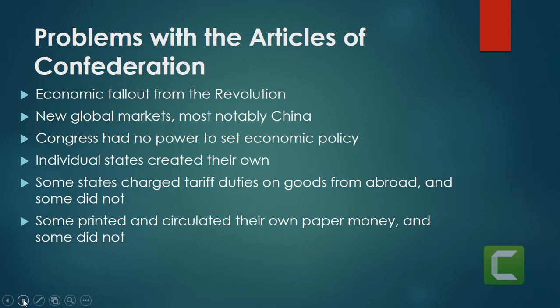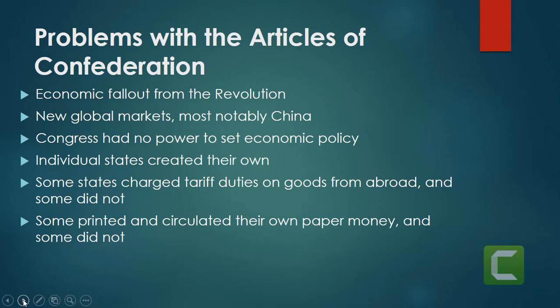Some states printed and circulated their own paper money, so they had their own currency in addition to the national currency. Other states didn't do that. So at a time when the United States really needed to focus on economic growth, and particularly on the promise of these new markets in Asia, it can't do that because there's no one body governing and setting and determining economic policy for the nation.